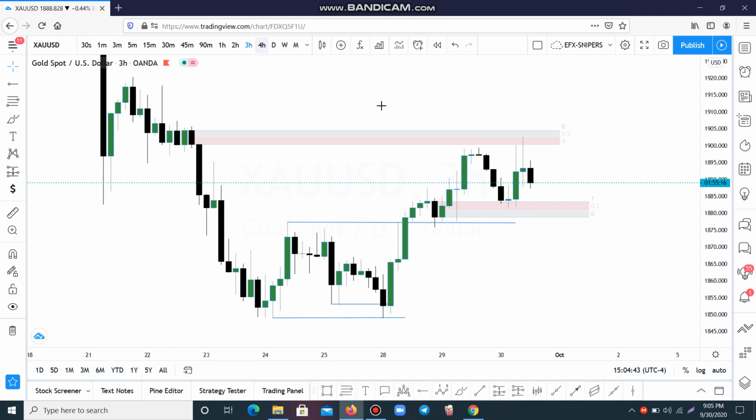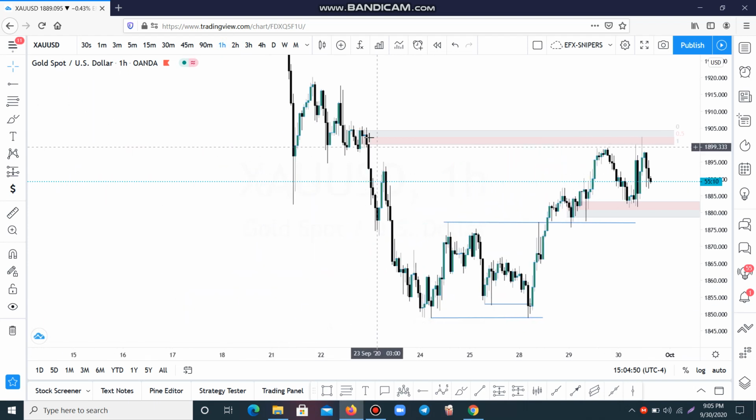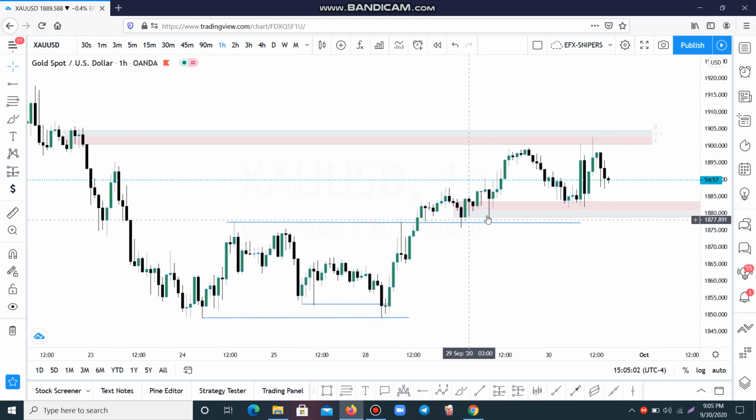I used this H3 to find this block because in H1, I was seeing so many things that were happening there. I didn't know which one to use. So I went and checked the other time frames to see which institution candlestick was the one used to pull the market again down to this area.